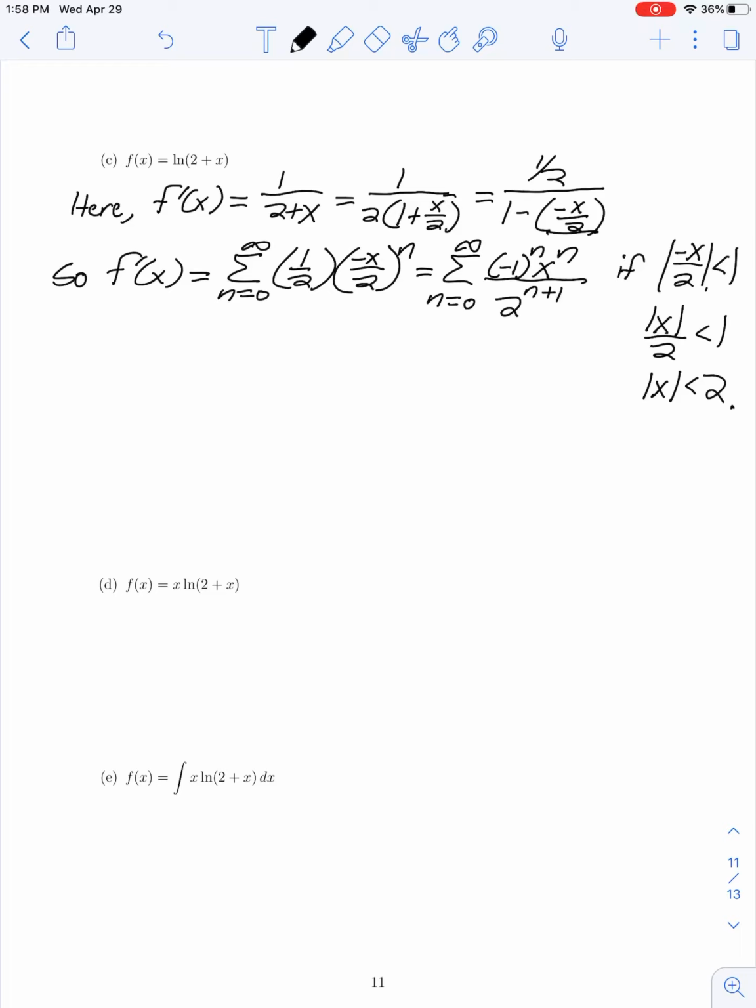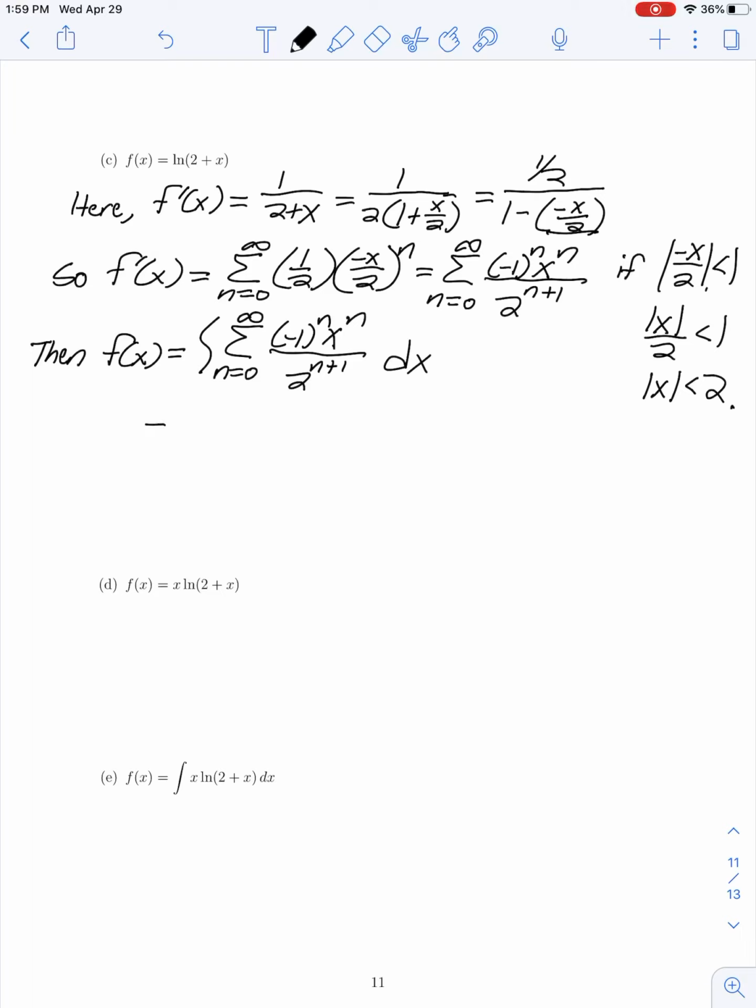Now, once I have this f prime of x expression as a power series, I can integrate it to find the original function, f of x. So here, f of x would be found by integrating the derivative, which we found to be the sum from n equals 0 to infinity of negative 1 to the n times x to the n over 2 to the n plus 1 power. We're integrating with respect to x.